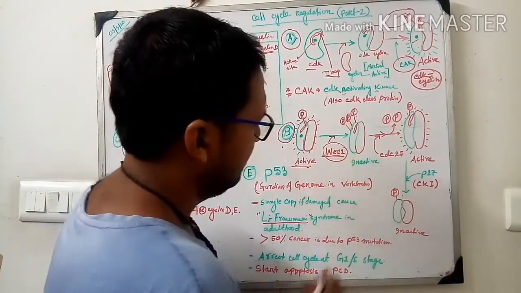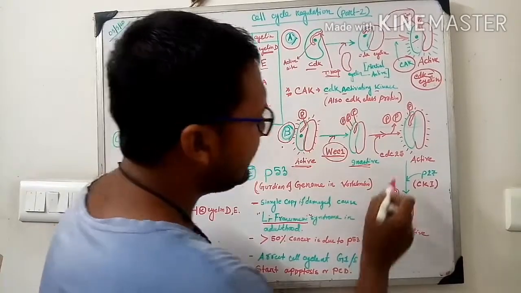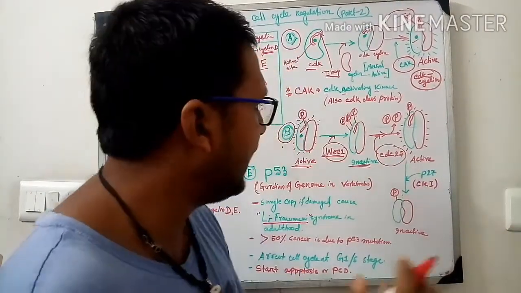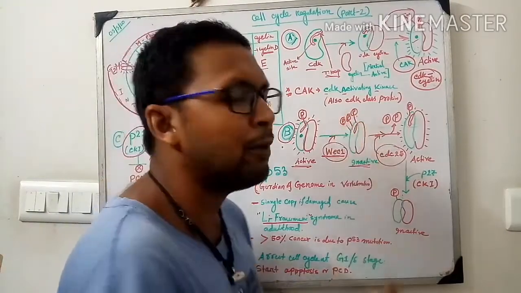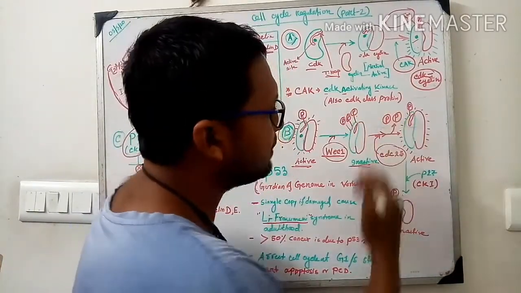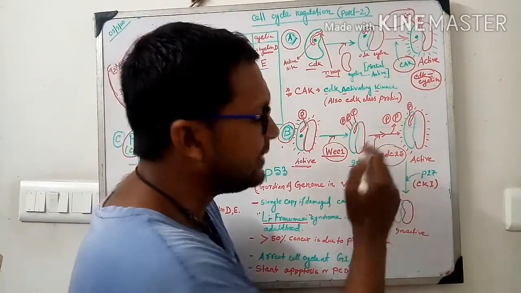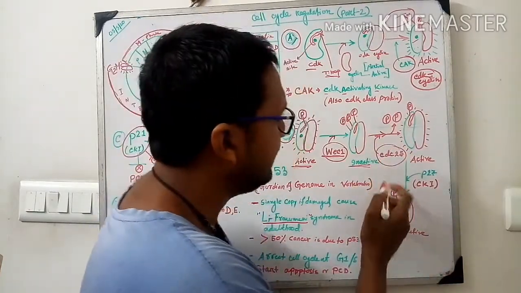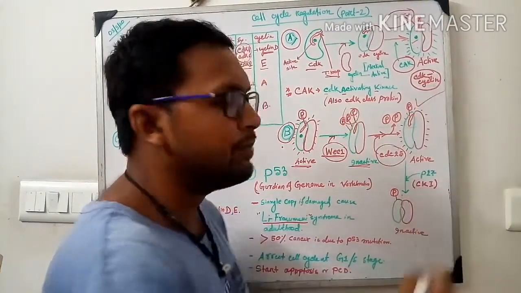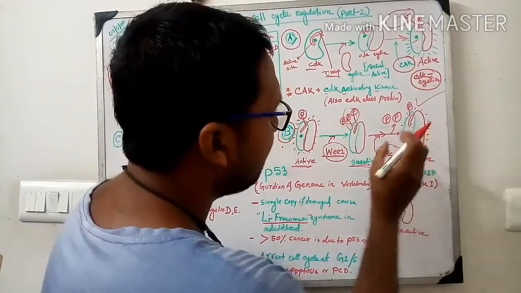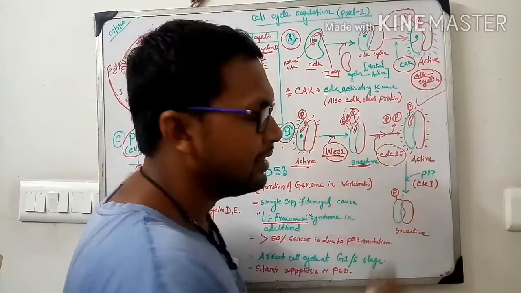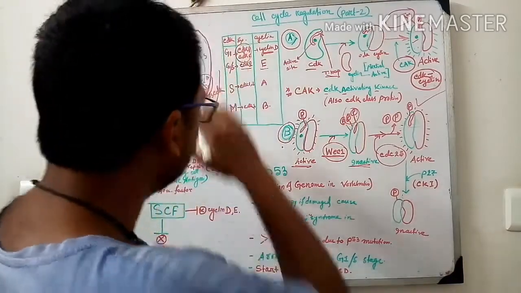And again, after inactivation, CDC25 is a phosphatase. Phosphatase means it separates the inhibitory phosphate group from the active site. So the CDC25 is a phosphatase, and after its function, the inhibitory phosphate is separated and the complex becomes active again. That is, after the entry of CDC25, CDK cyclin becomes active again and starts the cell cycle.